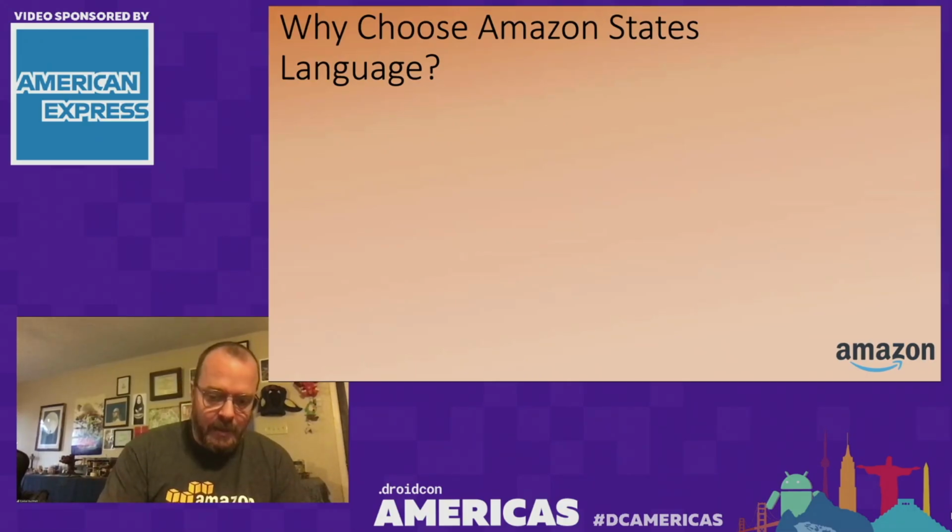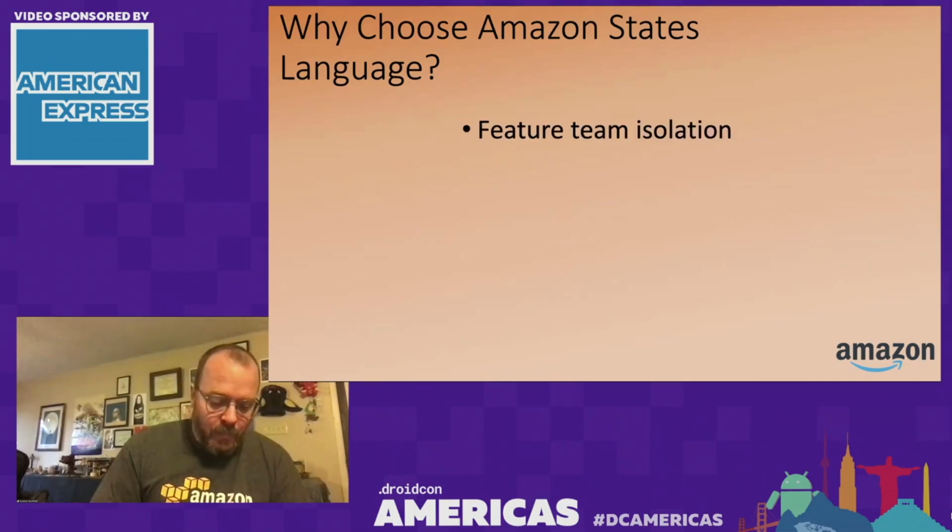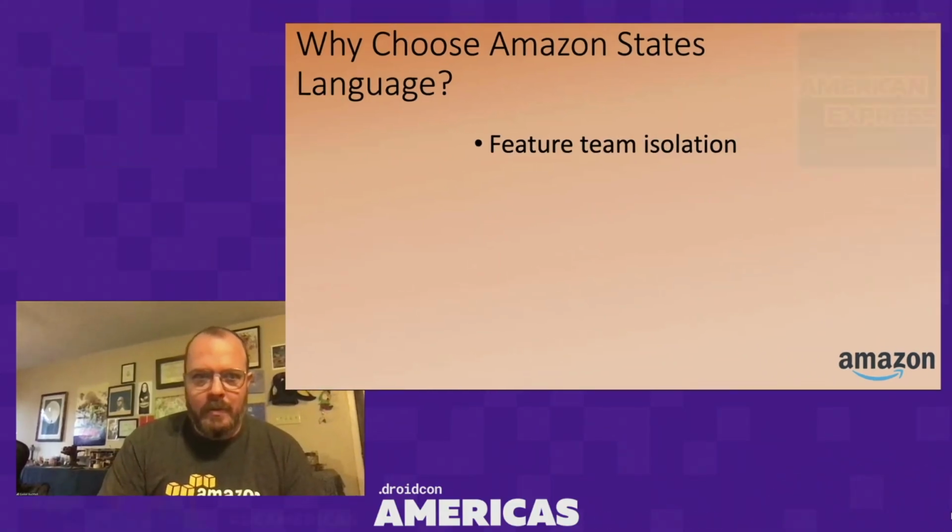But why would we choose Amazon States language for an app itself? Before I get into that, I just want to note that this isn't the catch-all architectural solution for the app. We were describing scale earlier, and we aren't solving all elements of scale with this. This is an element of a larger re-architecting project.